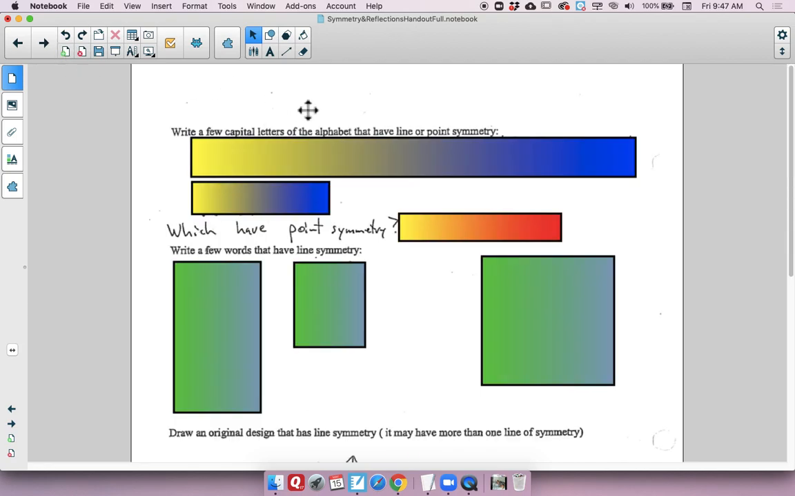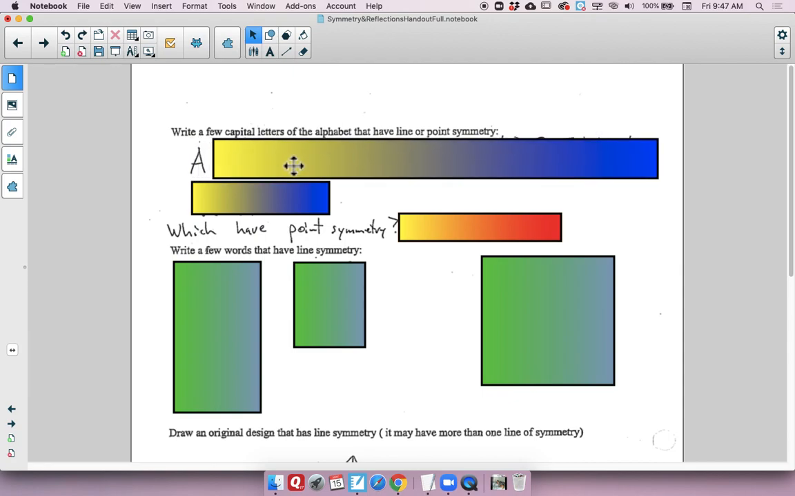Okay, so I want you to write a few capital letters of the alphabet that have line symmetry, and then which ones have point symmetry. So start thinking about it. And I know it may depend on how you draw your letters. But go ahead and kind of go through the alphabet. And I'll go ahead and give you a little head start.